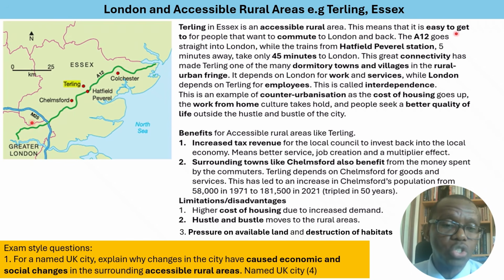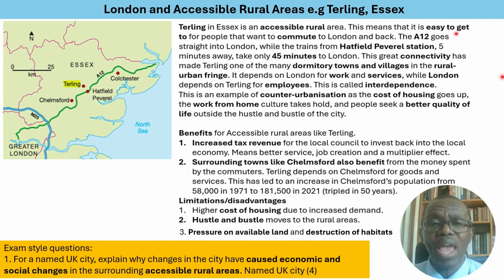So you can go straight into London using the A12, and the M25 is also quite close by. So depending on which part of London you want to go into, you can use the A12 to go into the eastern part of London, or you can use the M25 to access other areas of London, such as the western part of London.